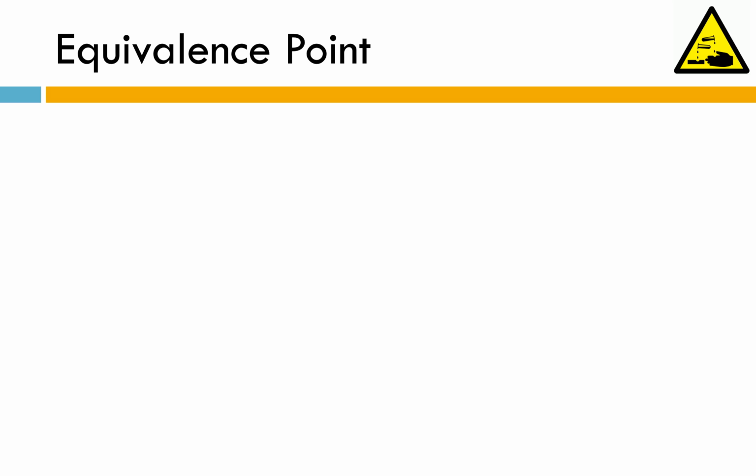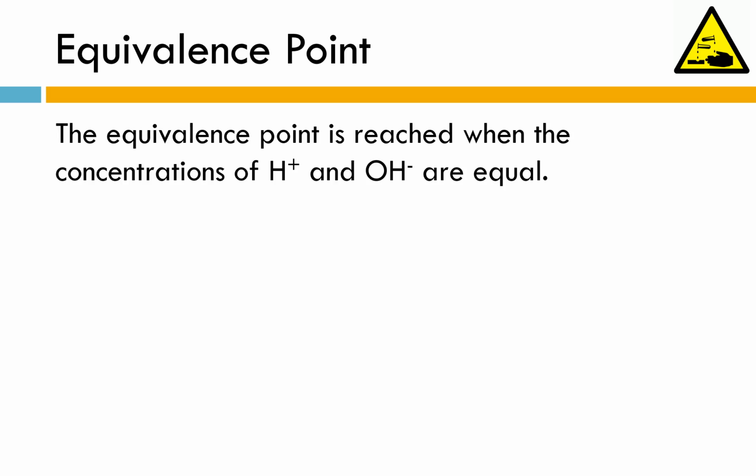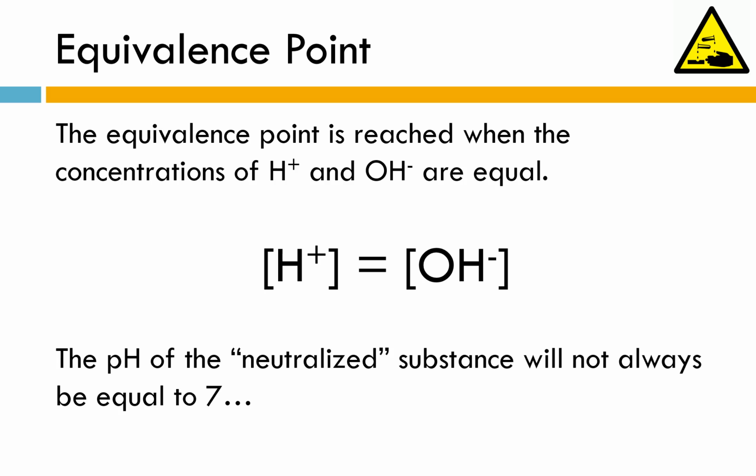When we are performing a titration, we're trying to reach what's called the equivalence point. And the equivalence point is probably what you'd expect it to be. It's the point in the neutralization reaction or the titration where the concentration of H plus and OH minus ions are equal. Hopefully that makes sense. With the equivalence point, you've got these two quantities equal to one another, H plus of the acid, OH minus of the base. And a lot of people make the assumption that at the equivalence point, the pH will be 7. However, this is not always the case.